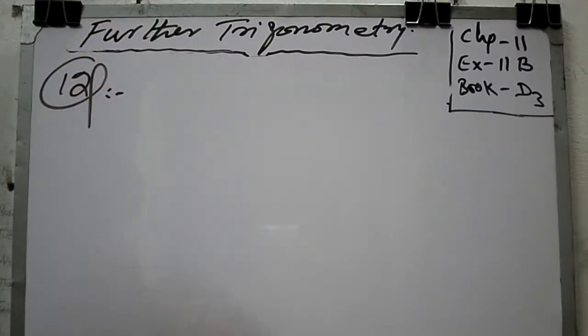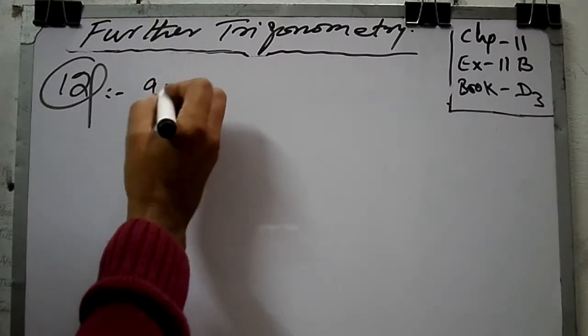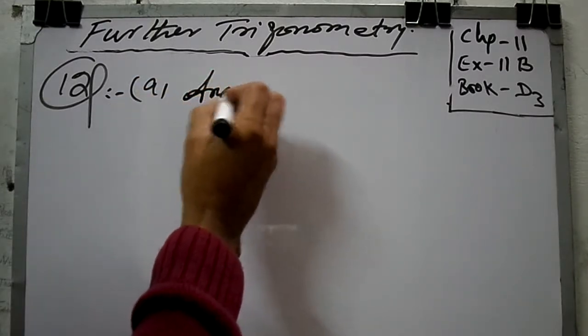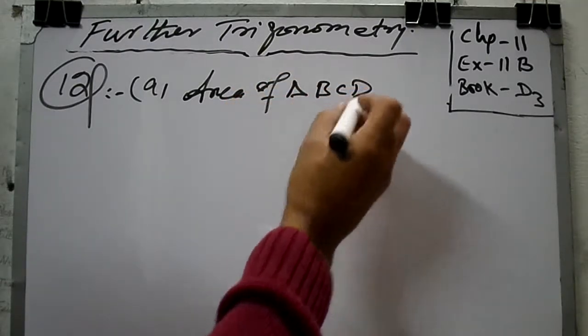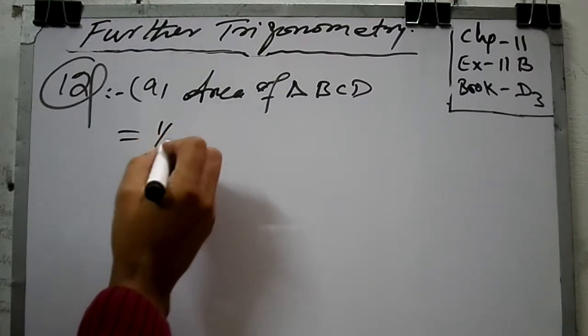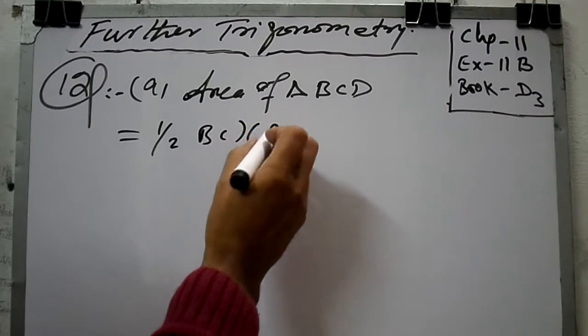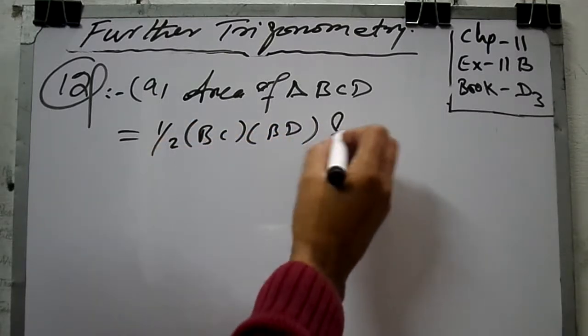In question number 12, in a quadrilateral ABCD, AB is equal to 3.2 centimeter, BC is equal to 5.1 centimeter, and diagonal BD is equal to 7.5 centimeter, and angle CBD is 34.4 degree. The area of the triangle ABD is 11.62 centimeter squares, and ABD is obtuse. Calculate the area of the triangle BCD. So the area of triangle BCD, in part A, is equal to half BC BD sine B.